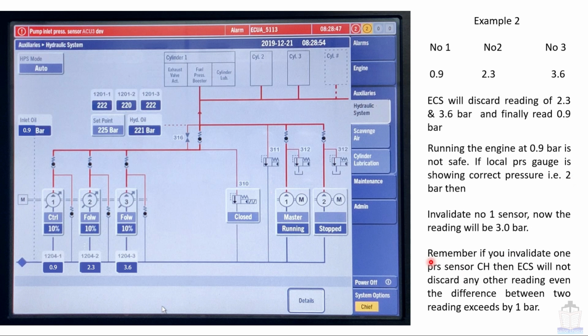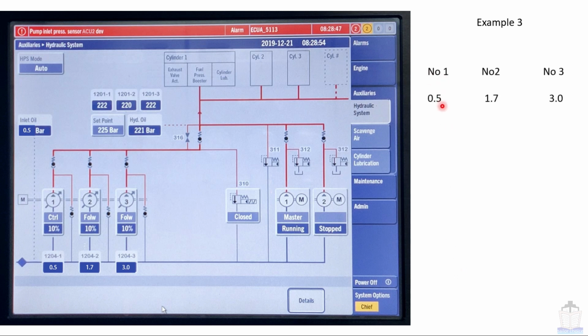Okay. Next thing is to remember: if you invalidate one pressure sensor channel, then the ECS will not discard any other reading, even if the difference between two readings exceeds 1 bar, which is applicable in this case. In this case, all readings are erratic because the difference between any two readings is more than 1 bar. And if you invalidate any channel, then the ECS will not omit or discard any other channel's input values and it will take the average of the remaining two values. I hope this is clear. Now moving to example number 3.